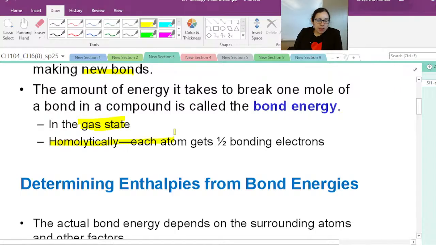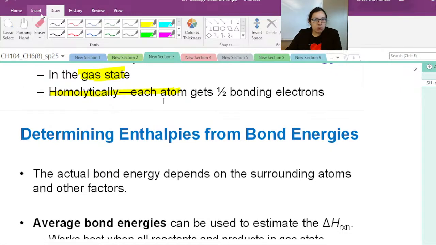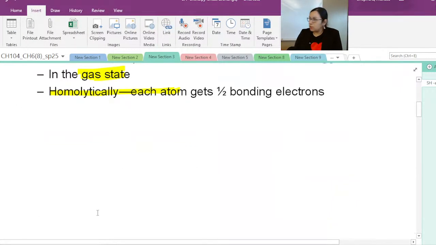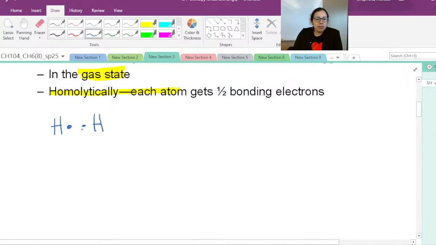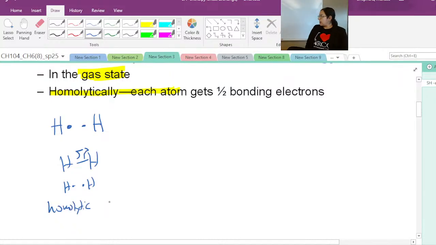It also assumes that they break homolytically, which, again, y'all don't have to worry about, but let's at least define it so we know what that means. Most bonds are homolytic, which just means that each one contributes one electron. So if you have H2 here, if it breaks homolytically, I'm using these little half arrows to show that each one gets one back out. So that's homolytic cleavage. And technically you can have heterolytic cleavage.